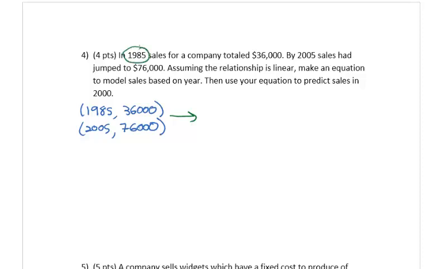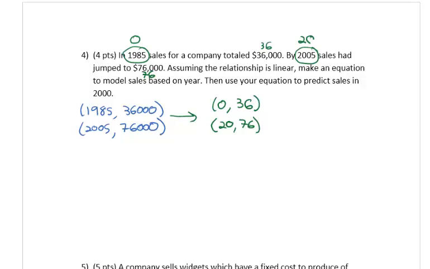Instead, we're going to call 1985 year 0, which means 2005 is 20 years later, so I'm going to call that year 20. So in year 0, the total was $36,000. And I'm just going to know my y is in thousands. I'm just going to use 36. My y otherwise is going to be 76. So 20, 76.